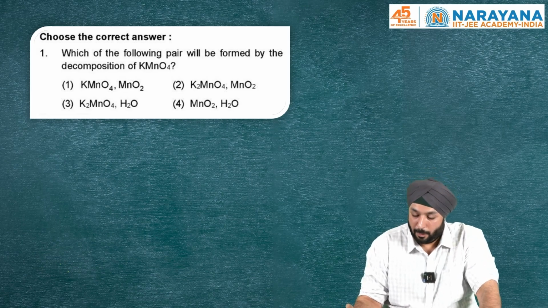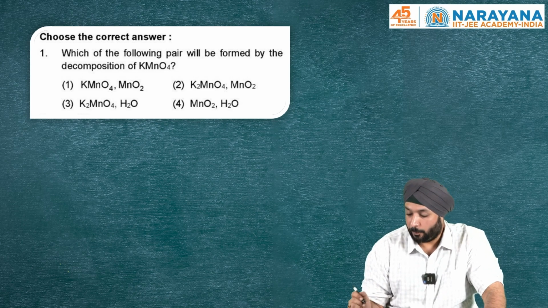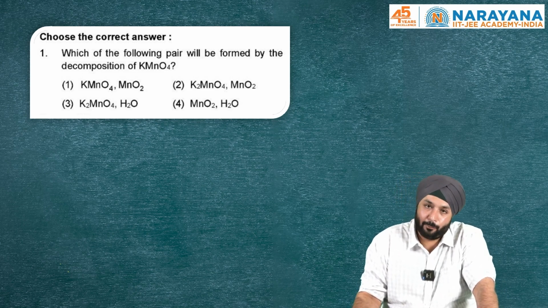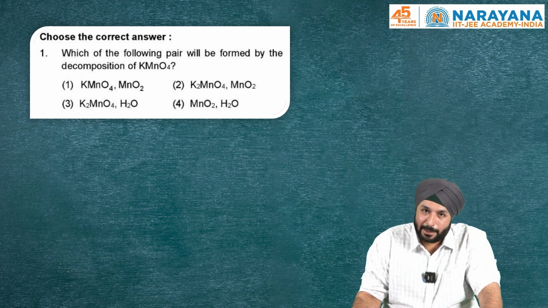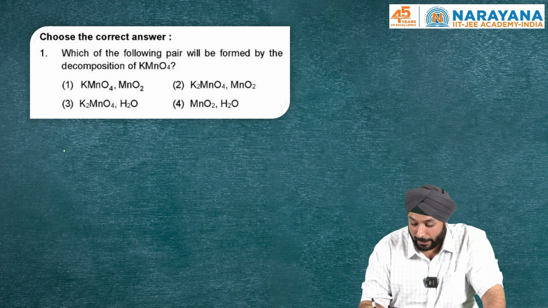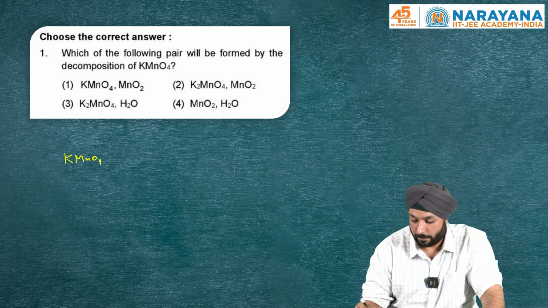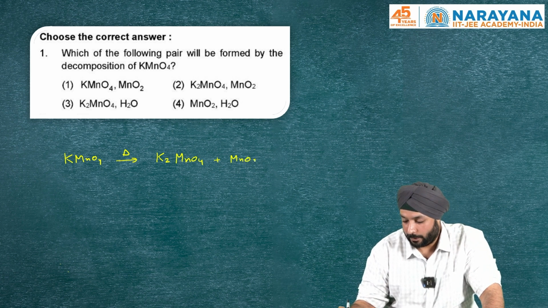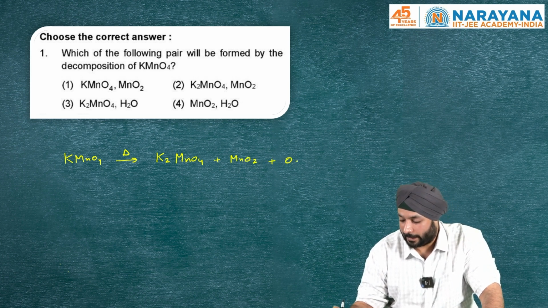Question number 1 for this examination is: which of the following pair will be formed by the decomposition of KMnO4? It is again an NCERT based question. Now we know that KMnO4 on heating dissociates to K2MnO4 plus MnO2 plus oxygen gas.